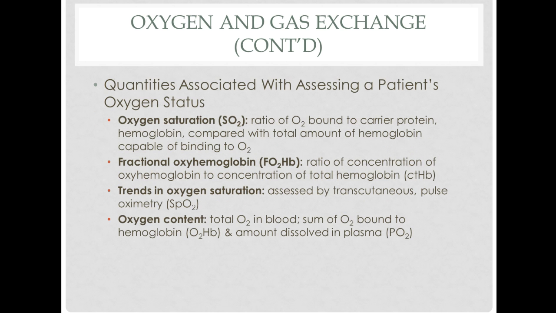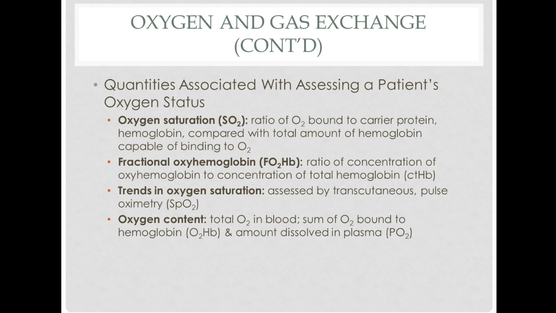There are some different things that you're going to see on the blood gas printouts when you get to your clinical sites. The different quantities associated with assessing a patient's oxygen status are as follows. The oxygen saturation, sometimes called an O2 sat, is the ratio of oxygen bound to a carrier protein, hemoglobin, compared with the total amount of hemoglobin capable of binding. You'd like to stay as close to 100% oxygen saturation as possible. Then there's the fractional oxyhemoglobin, which is FO2 hemoglobin. This is the ratio of the concentration of oxyhemoglobin to the concentration of total hemoglobin.